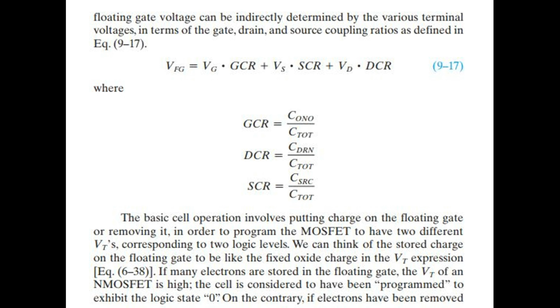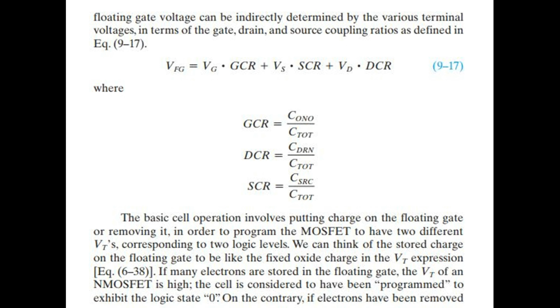The floating gate voltage can be indirectly determined by the various terminal voltages, in terms of the gate, drain, and source coupling ratios as defined in EQ 917. The basic cell operation involves putting charge on the floating gate or removing it, in order to program the MOSFET to have two different threshold voltages, corresponding to two logic levels.